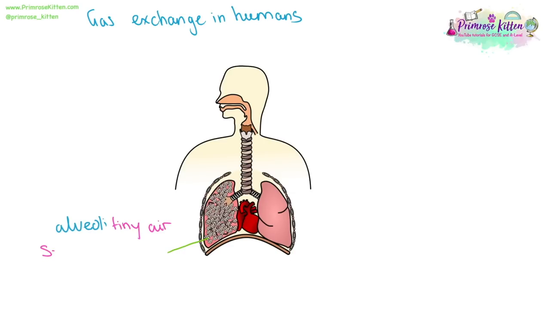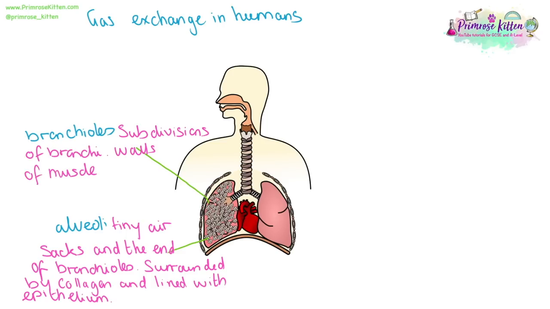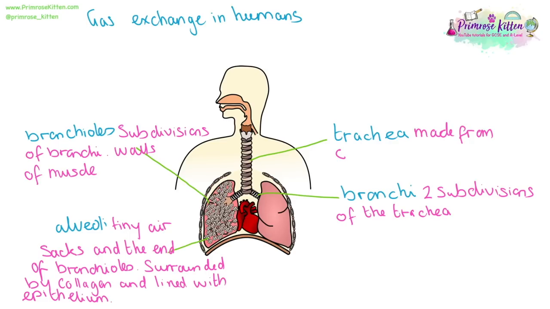The respiratory system is where gas exchange in humans takes place. We have the alveoli. These are tiny little air sacs right at the end of the system. They are surrounded by collagen and lined with epithelium. We have bronchioles. These are subdivisions of the bronchi. They have walls made of muscles. The bronchi are two subdivisions of the trachea. And the trachea is made from cartilage to protect it.